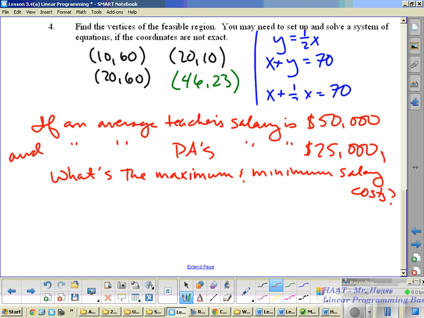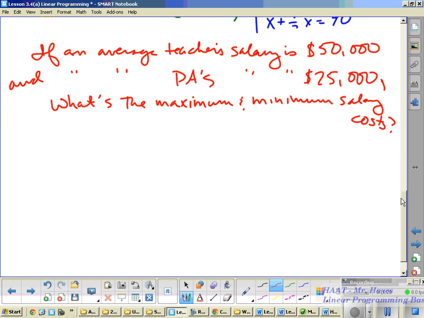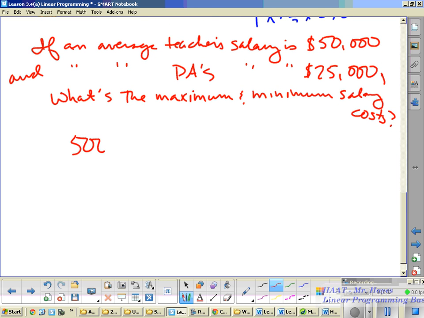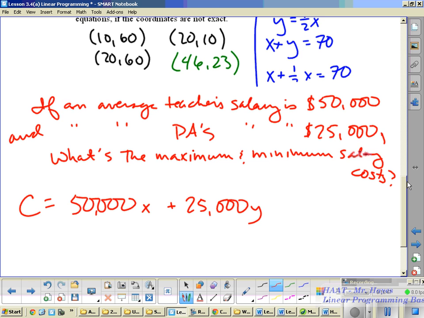So the first thing you need to do is come up with a formula that will work for this. So how much is it going to cost total salaries? And the way that you can do that, obviously, is right from here. So you've got x is teachers, so that means you've got $50,000 per teacher, plus $25,000 per PA, and that's it. But what you're going to do here then is take your 4 vertex points up here, the 10, 60, 20, 60, 20, 10, and 46, 23, and stick those into your cost equations. Because again, remember, those are points of opportunity. Those are generally going to be maximums and minimums of what you can come up with.